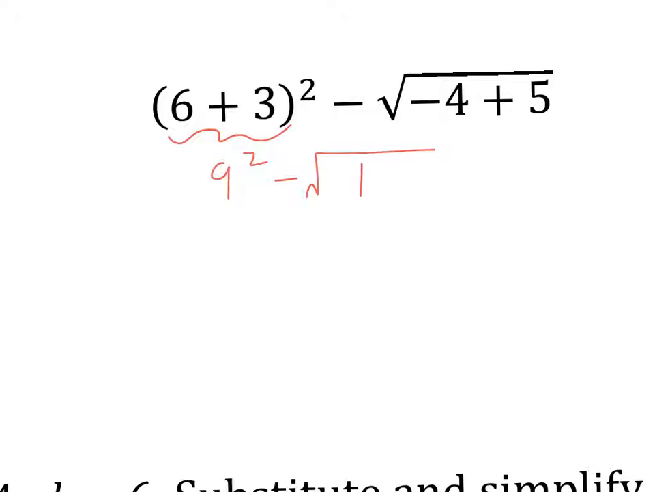Okay, now we can do our exponents and our square roots. So we have 9 squared gives us 81 minus the square root of 1, which is 1. So we have 81 minus 1, and that gives us 80. Okay, so with these, we just evaluate the expressions following the order of operations.